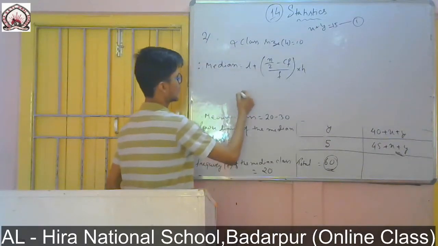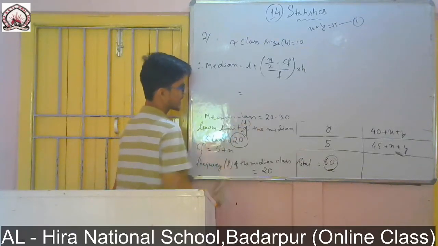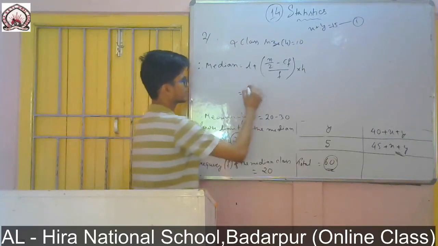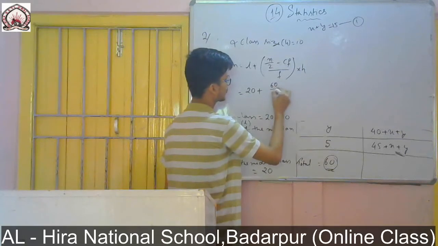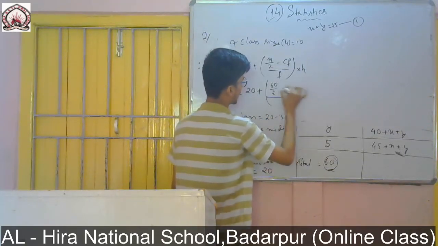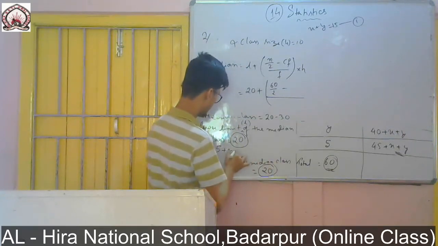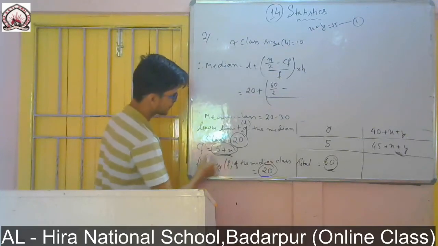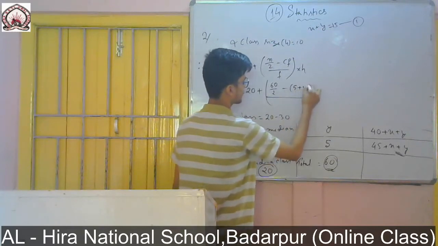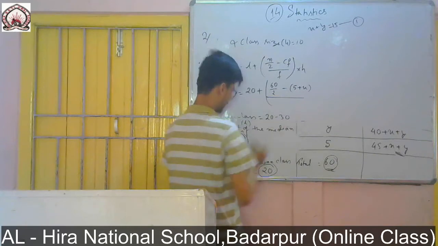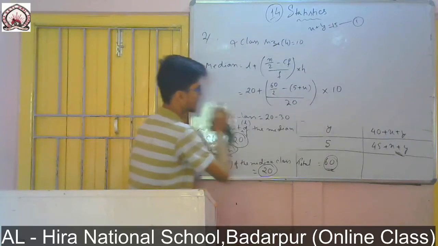You see here, lower limit L of the median class is 20. So lower limit I will write 20, then n by 2, where n is 60, so 60 by 2, minus cumulative frequency, which is 5 plus x. In bracket you give, because the minus sign is there, 5 plus x, divided by f, frequency, which is 20, into height, which is 10. So I have substituted the values.